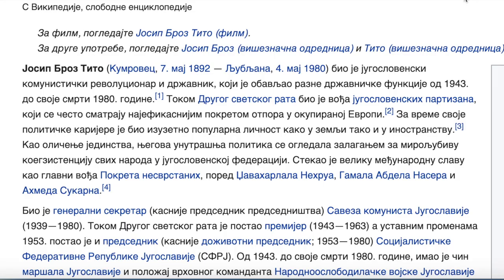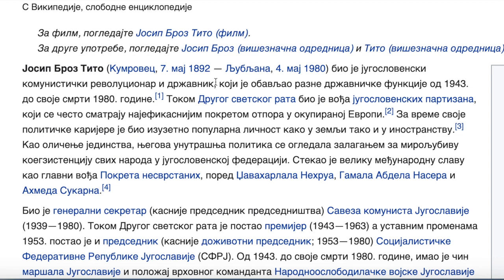So it says Tito's name, and then his date of birth and death. I think that's what this says. A Yugoslavian communist revolutionary and it's a title. This is a title for the ending. I suppose it's statesman, right? That would be my guess. I'm not quite certain, but I think that's what it says.